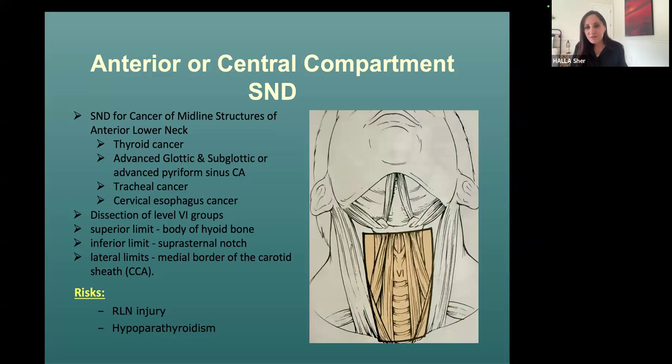The greater risk during a central compartment neck dissection is hypoparathyroidism, because you have to dissect out the parathyroid glands, all 4 of them, and really run the risk of devascularization. So oftentimes in a central compartment neck dissection, the surgeon will electively remove the parathyroid glands and implant them into the sternocleidomastoid muscles so that they can revascularize there. Otherwise, you run the risk of leaving them in the central compartment and they all necrose, and then the patient has permanent hypoparathyroidism.